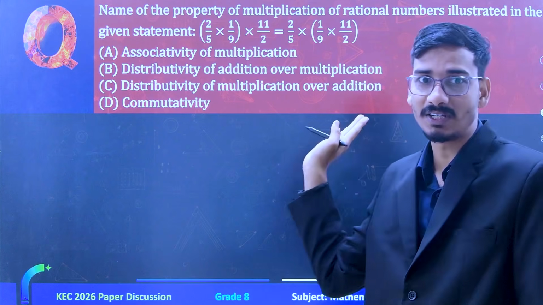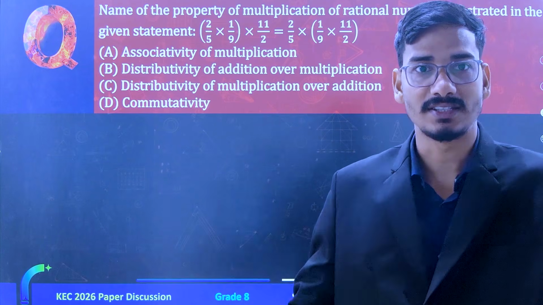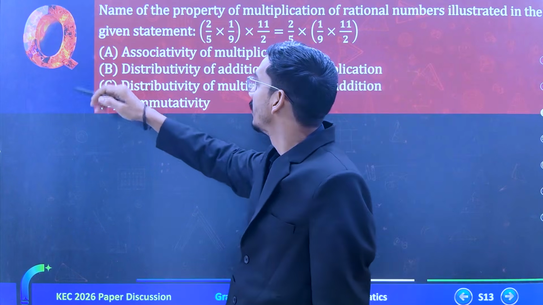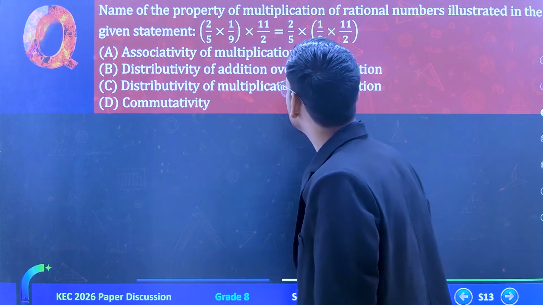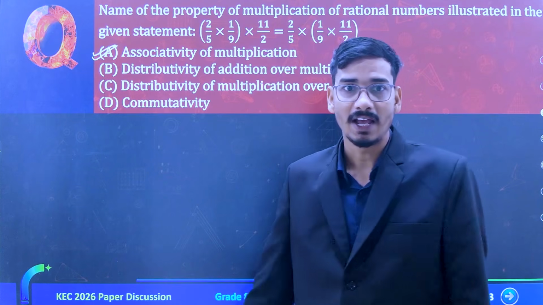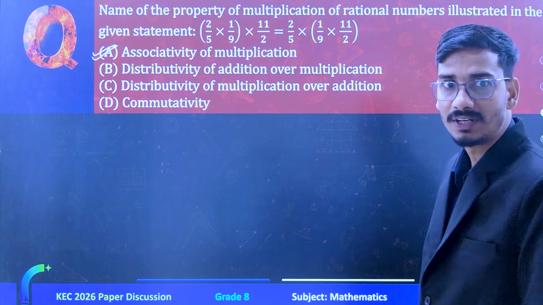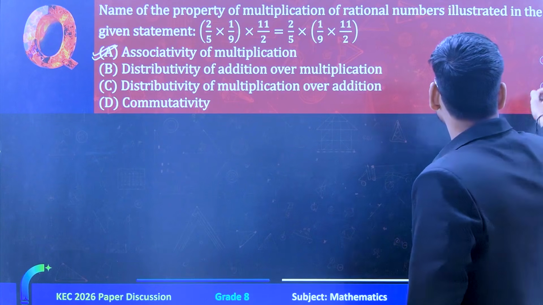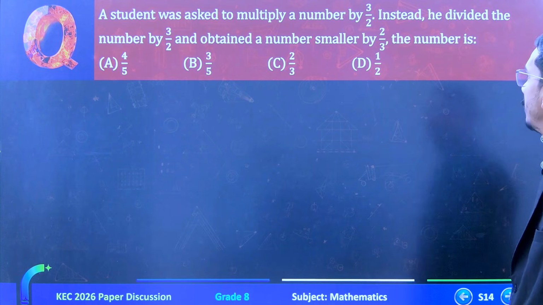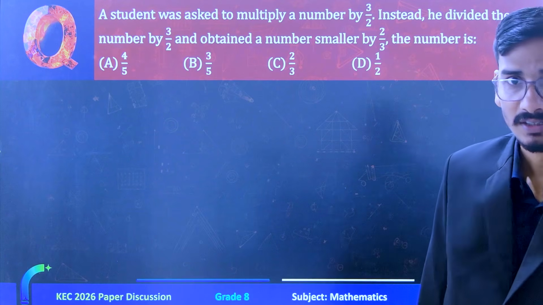This question is coming from the class. This question we already discussed in the class. So which property is applying here, beta? Associativity, na? Yes and no? Associativity. Which property? Associativity. Okay. Now moving to the next. A student was asked to multiply a number by. This question also comes from the class, na?